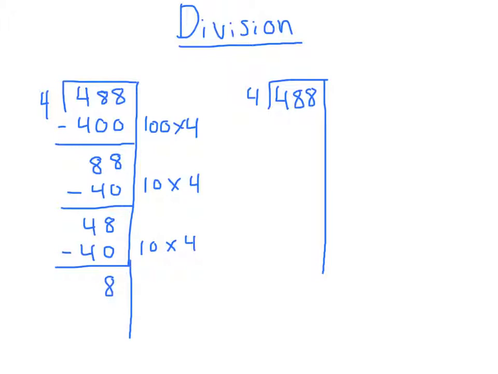And then, do I know a 4 fact that equals 8? Yes, I know 2 times 4 equals 8. So if I subtract that, I end up having 0 left.